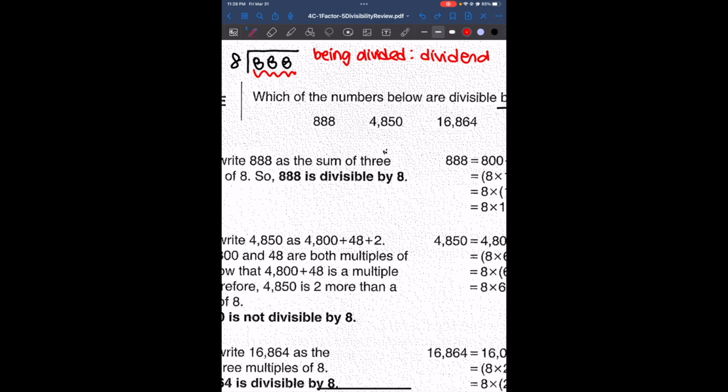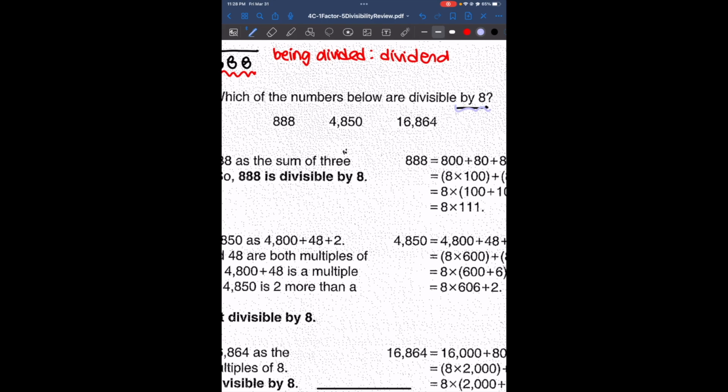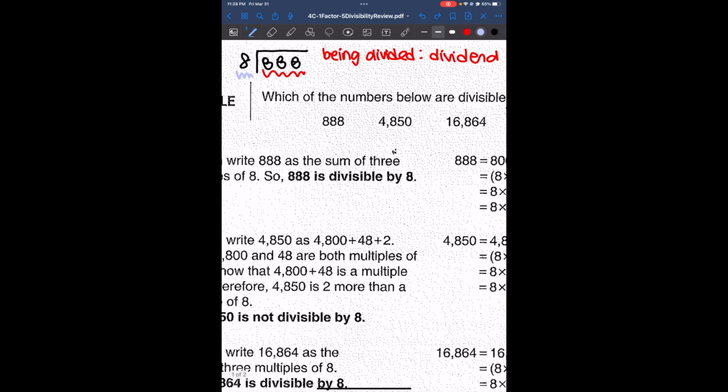And so the number being divided, like 888, is called a dividend. And numbers like 8, which is the number we're dividing by, that is called our divisor.